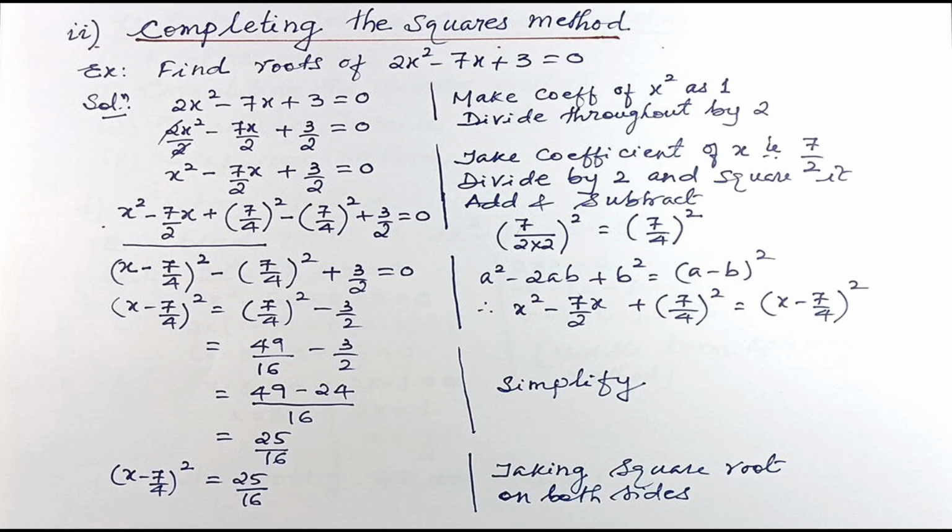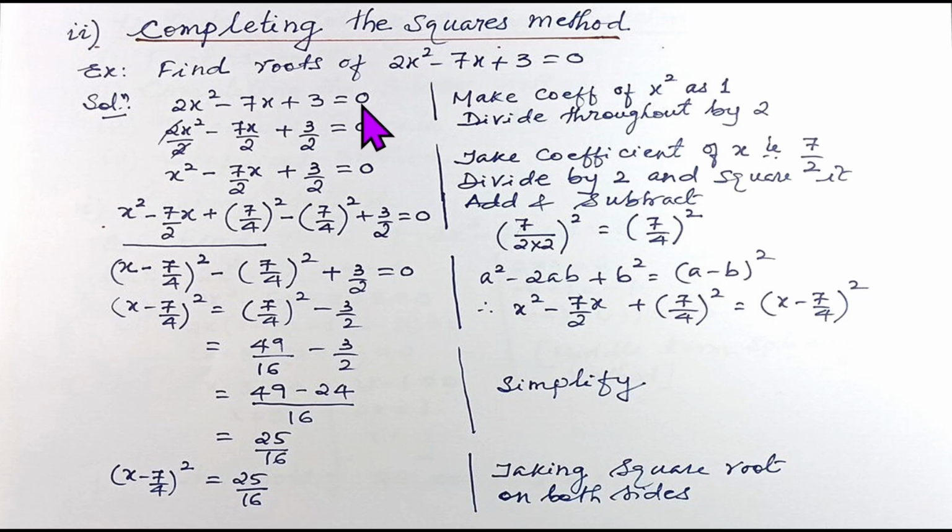The next important method is the completing the squares method, and this is a very important method, and please try to understand the procedure. Now let us understand this method with the help of an example. We are given a quadratic equation 2x square minus 7x plus 3 equal to 0. We have to find the roots by completing the squares method. So we have to complete a square, and let me make you understand what exactly it means.